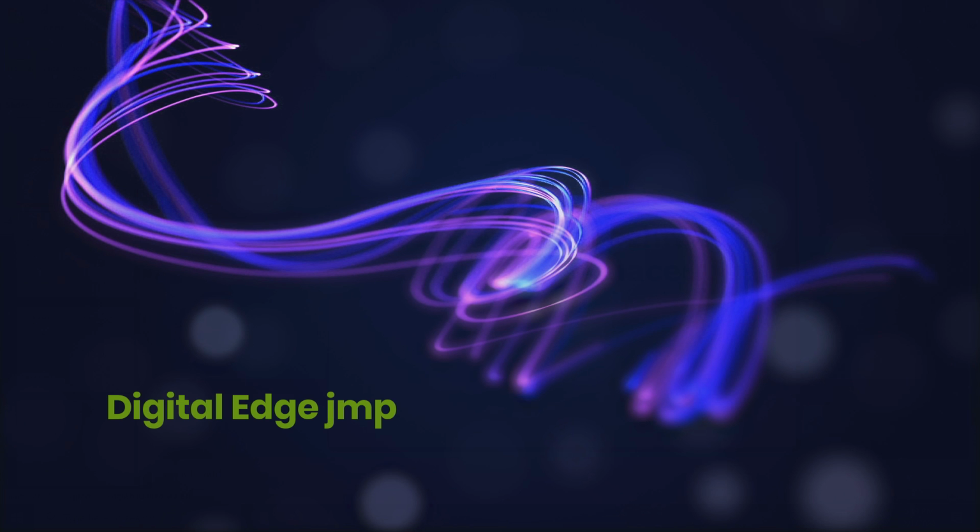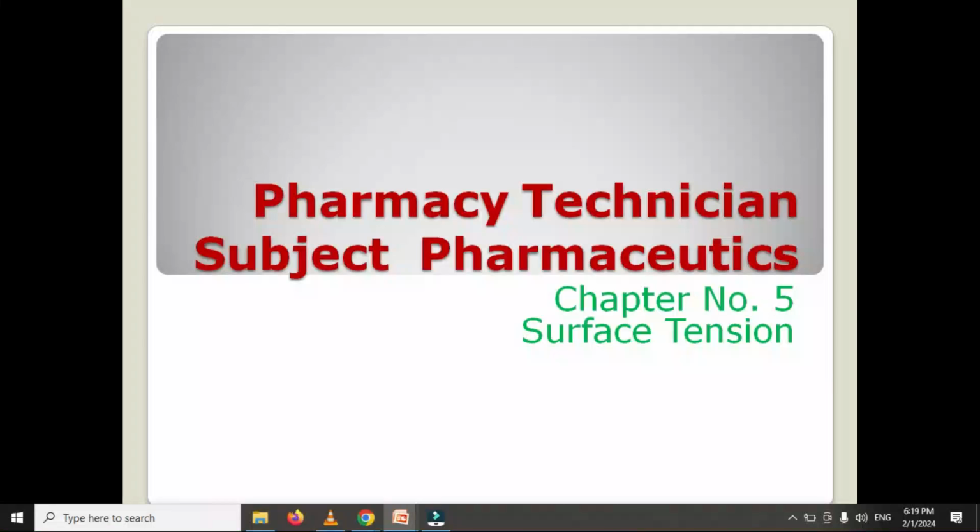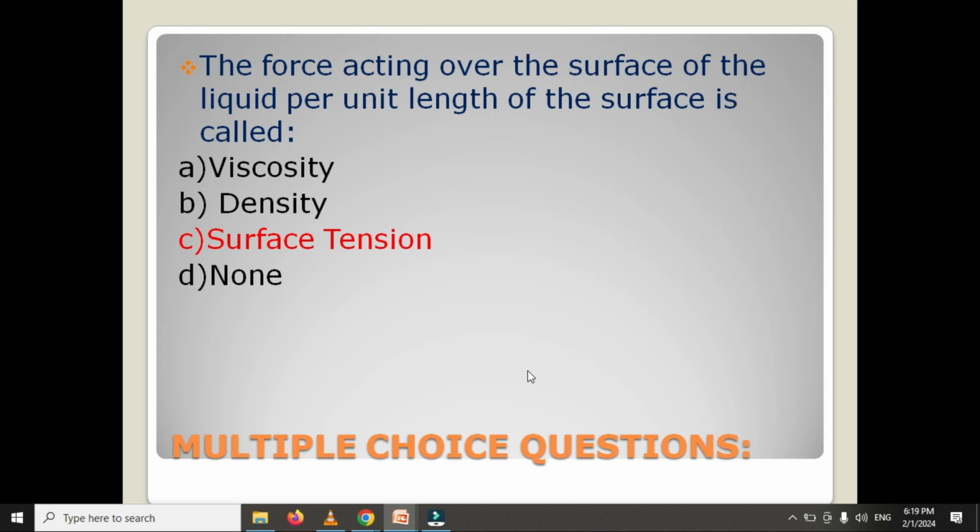Assalamu alaikum, dear students. Today we solve some MCQs of Pharmacy Technician subject Pharmaceutics, chapter number 5, Surface Tension. First MCQ: the force acting over the surface of liquid per unit length of the surface is called: option A viscosity, option B density, option C surface tension, option D none. Answer is surface tension.